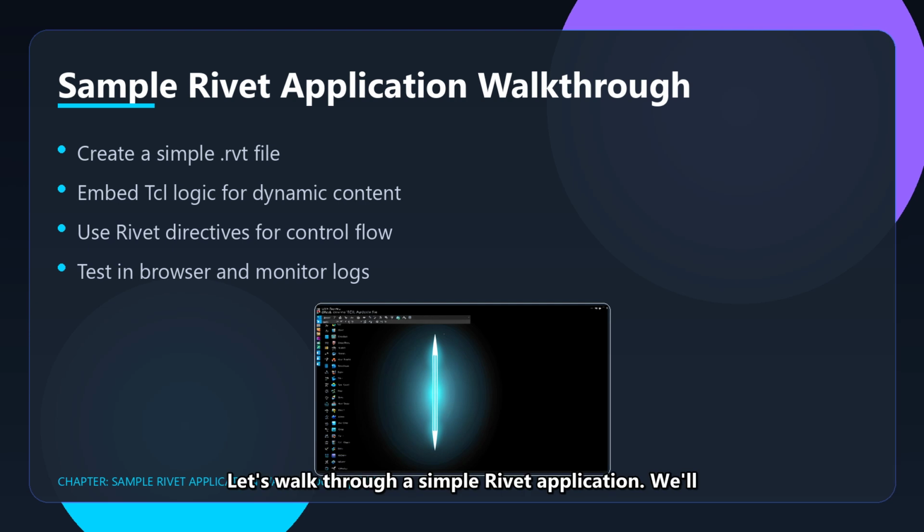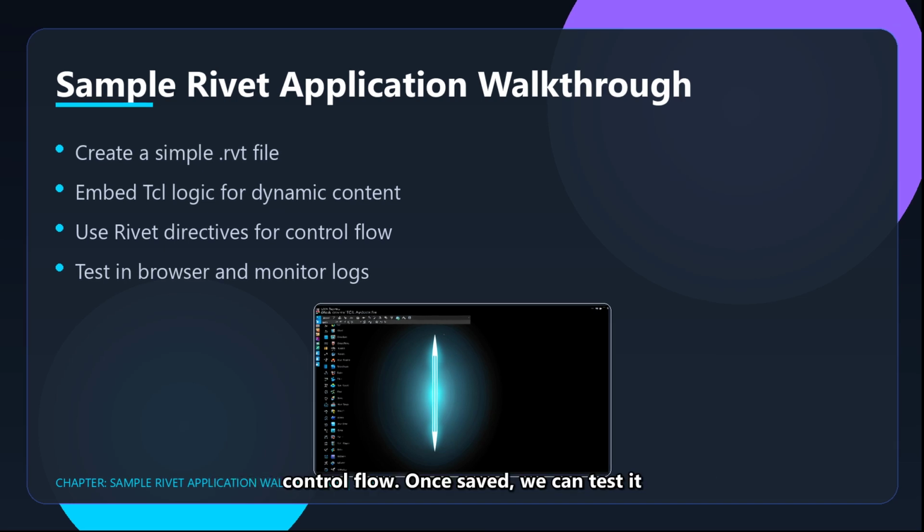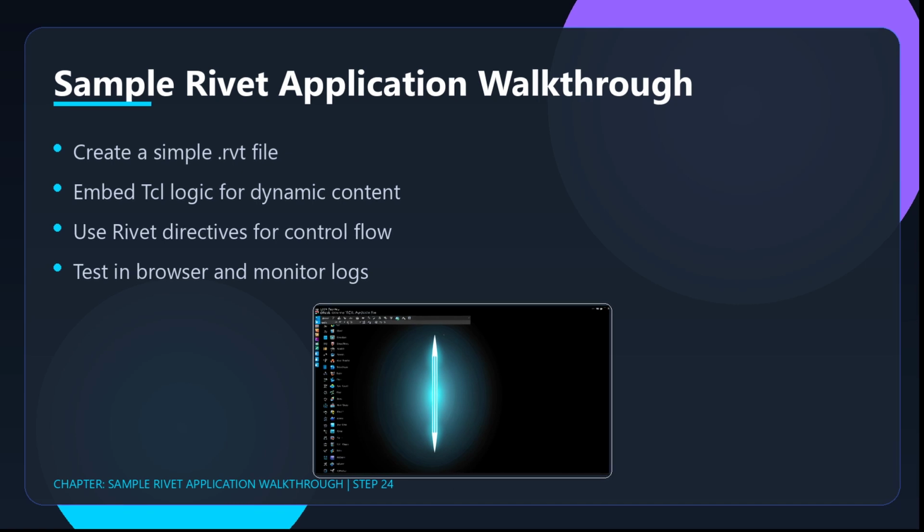Let's walk through a simple Rivet application. We'll create a .rvt file, embed TCL logic to generate dynamic content, and use Rivet directives for control flow. Once saved, we can test it in the browser and monitor Apache logs for any issues.